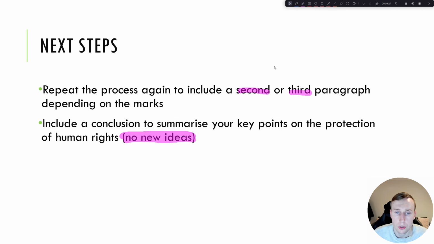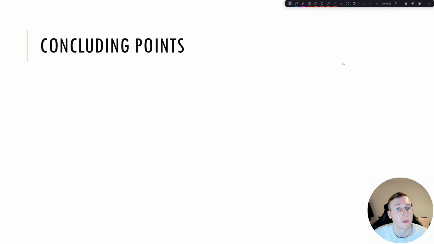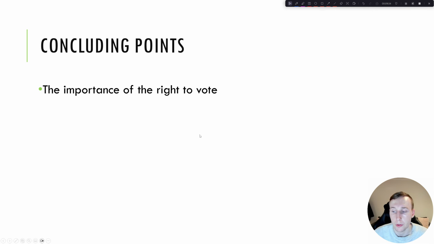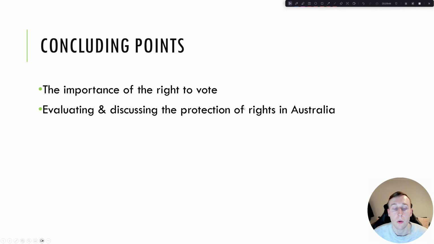So to conclude this series, a couple key things. Firstly, just make sure you know about the importance of the right to vote or your chosen human rights issue. So obviously the human rights issue you have done in class or the one I've shown you here, you do have to know it in quite a lot of detail. Make sure that when you do see the word evaluate or discuss, you are always thinking in your head, I need to think about both sides or the strengths and weaknesses.